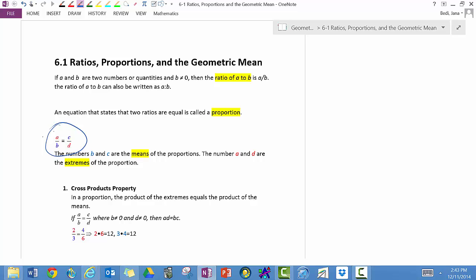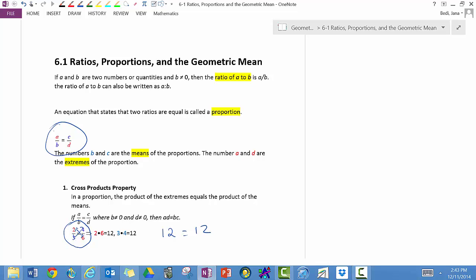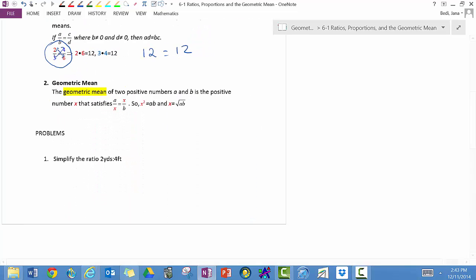You're also used to taking cross products, and basically what you're doing is, if you look over here at 2 over 3 equals 4 over 6, you're multiplying 2 by 6 and you're multiplying 3 by 4, and what you get is that 12 is equal to 12. If you had letters instead, or algebraic expressions, you can do exactly the same thing.